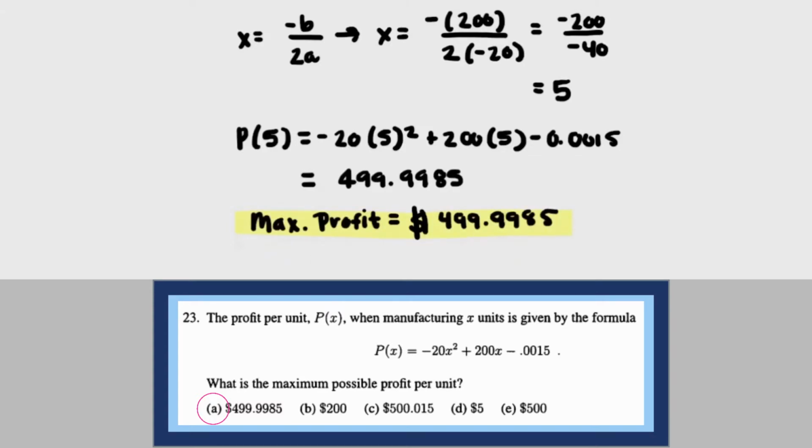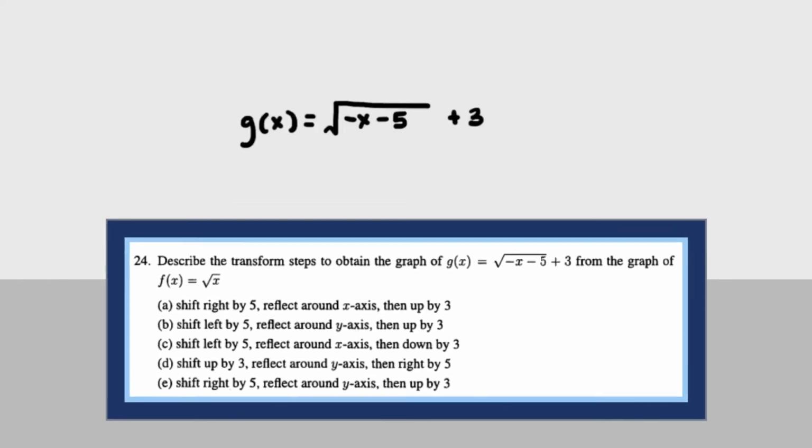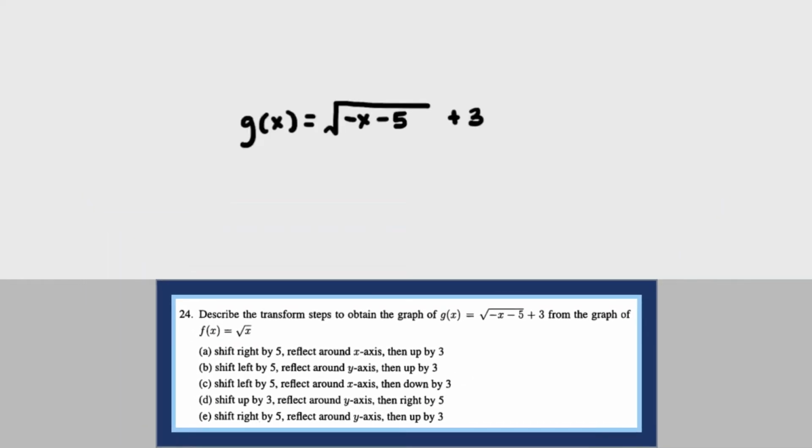Alright guys, so now we're going to move on to number 24. Alright guys, so for number 24 it says, describe the transform steps to obtain the graph of g of x equal to the square root of negative x minus 5 plus 3 from the graph of f of x equal to the square root of x. So I'm going to write down everything real quick. Alright guys, so I wrote down g of x, which is the square root of negative x minus 5 plus 3, and they basically want us to describe how we got to g of x from f of x, which was originally the square root of x.